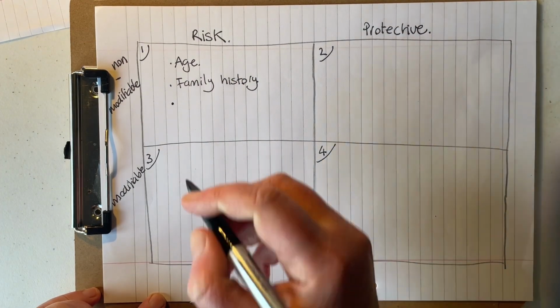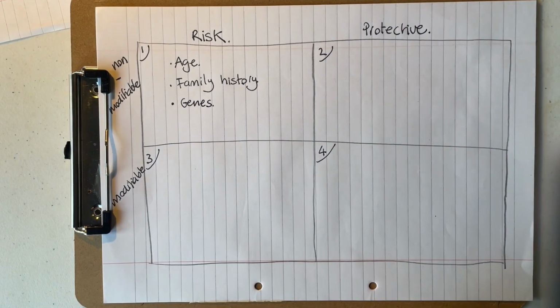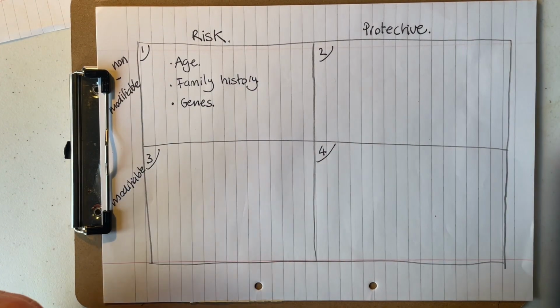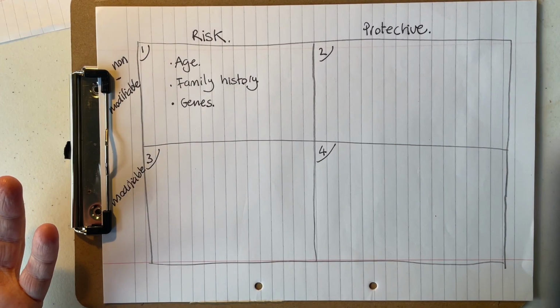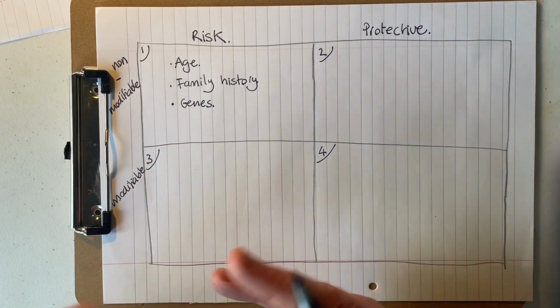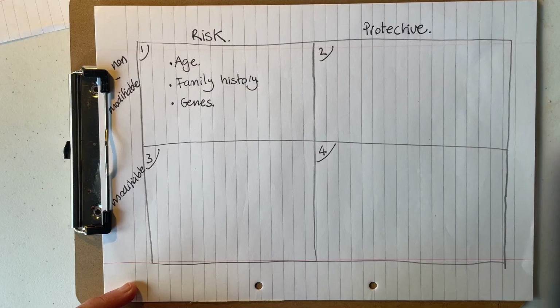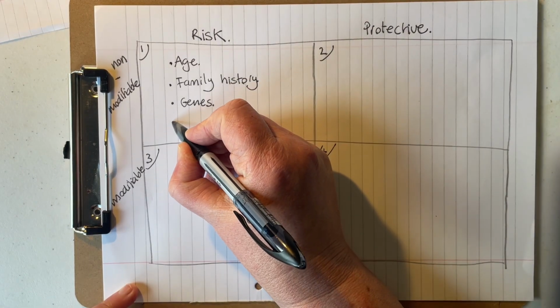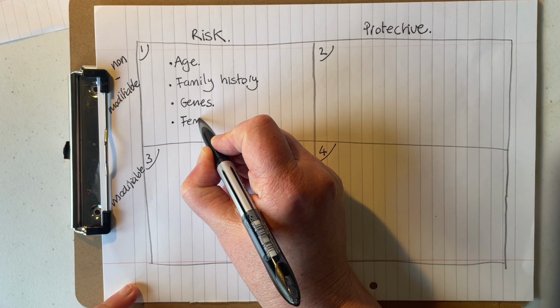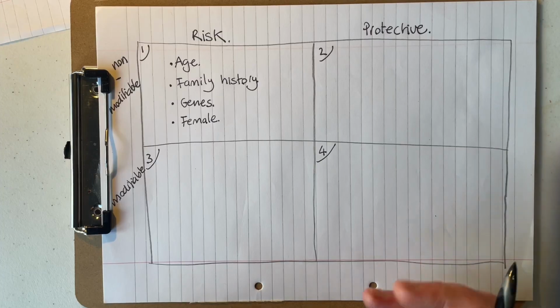Another one is your genes. There are particular genes that increase the risk of Alzheimer's, and you can test to see whether or not you carry that gene, and that is something that is your choice, obviously, but some people prefer not to know. That's very much a personal decision, isn't it? Okay, and the next one is being female. Alzheimer's occurs more often in women than it does in men.